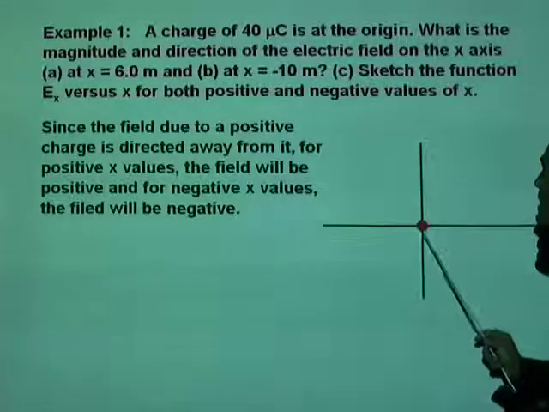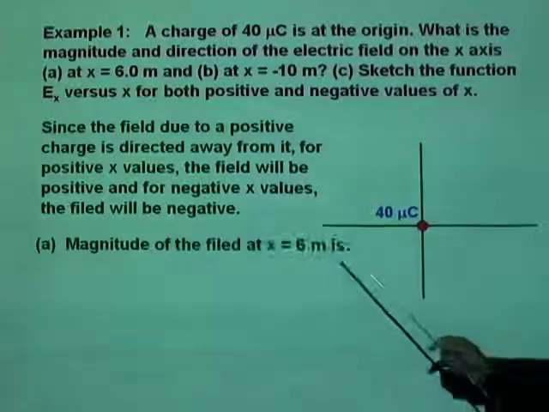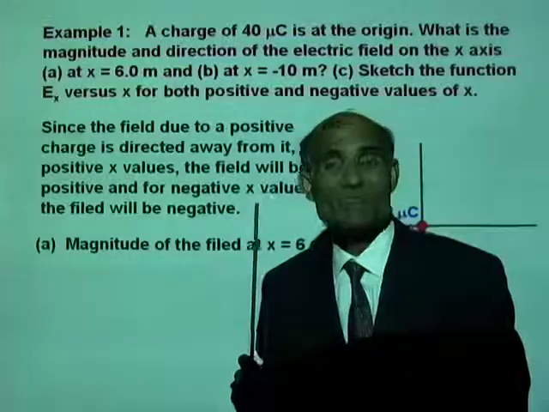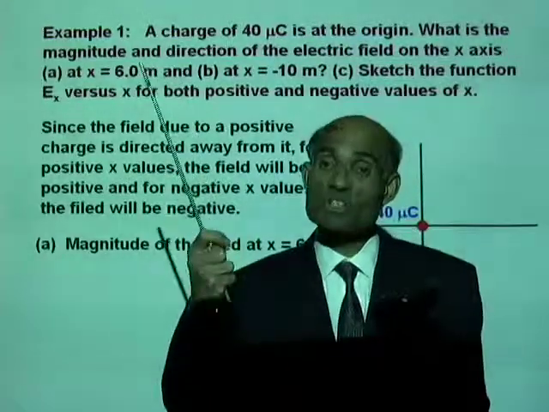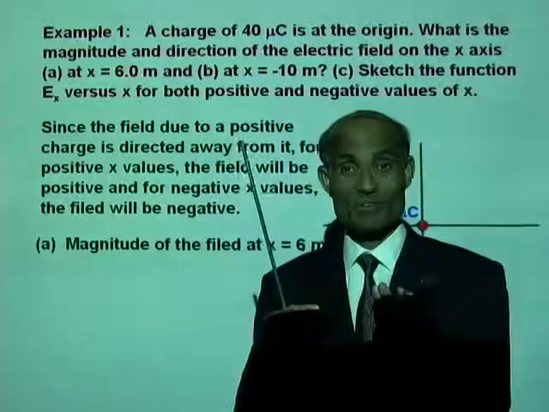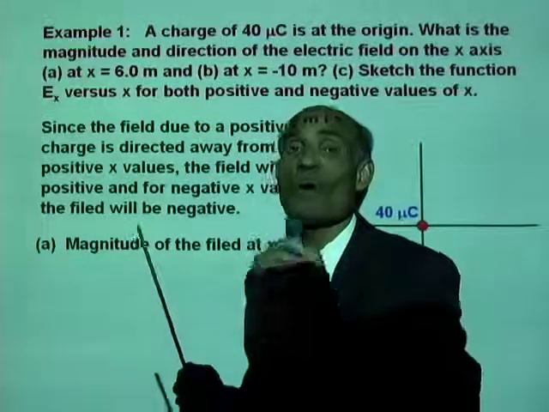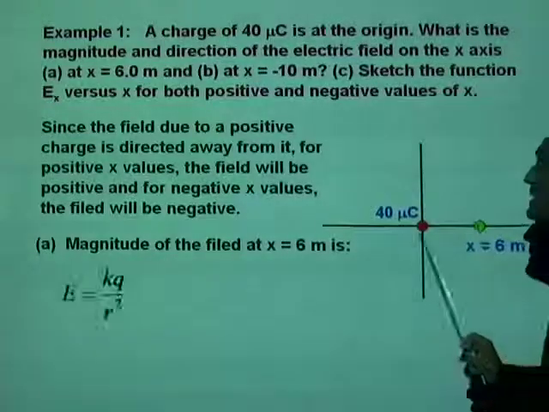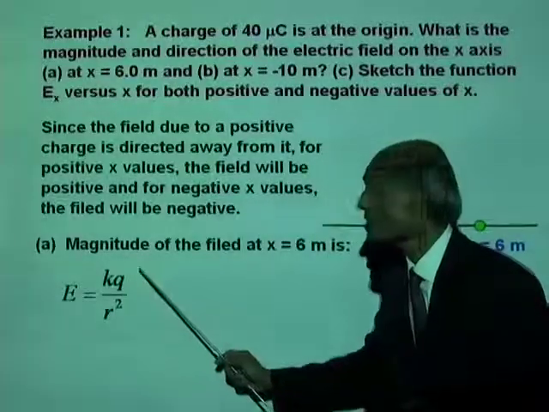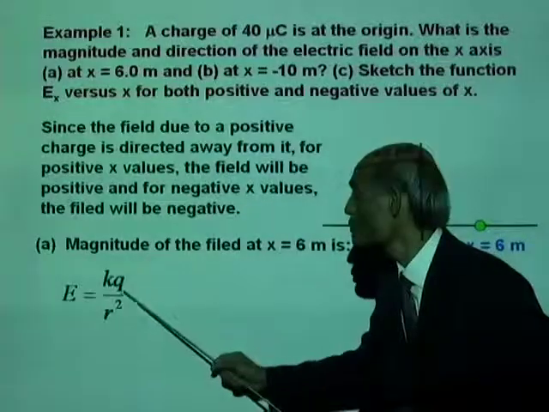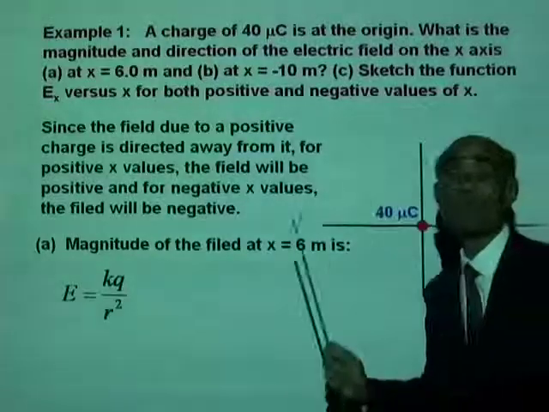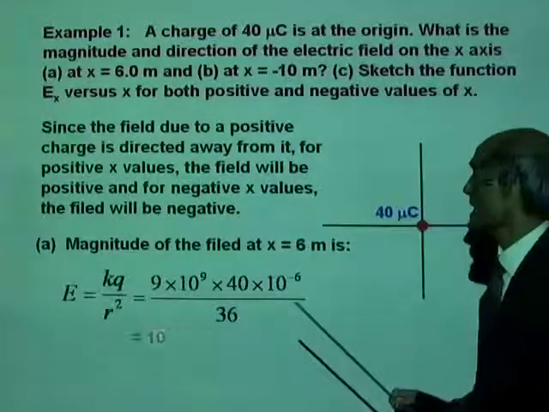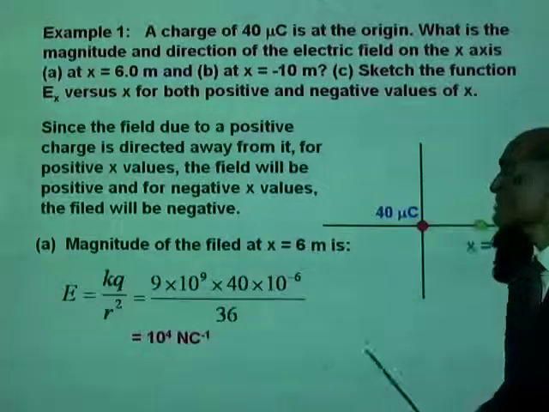Now here is the charge at the origin, the 40 microcoulomb. We need to find the magnitude of the field at x equal to 6 meter. What is the equation we developed for the magnitude of the electric field intensity at a distance r from a charge q? You remember that one? E equal to kq over r squared. So you got E, this is the point at x equal to 6 meter. K is 9 times 10 to the 9. Q is 40 microcoulomb, which means 40 times 10 to the negative 6. And r is 6 meter. So using that, we've got E equal to 10 to the power 4 Newton per coulomb.